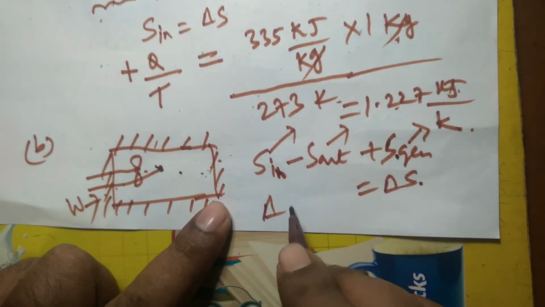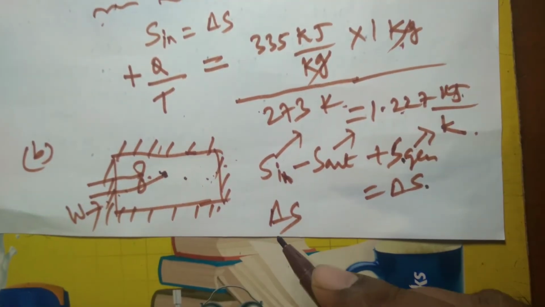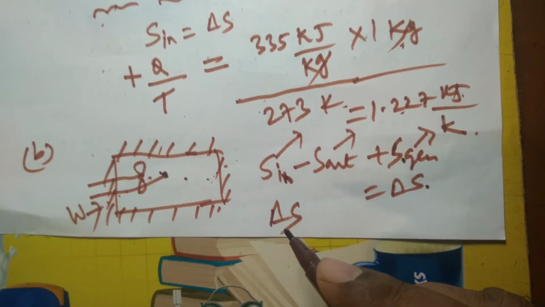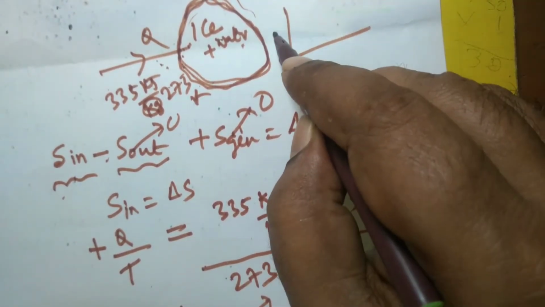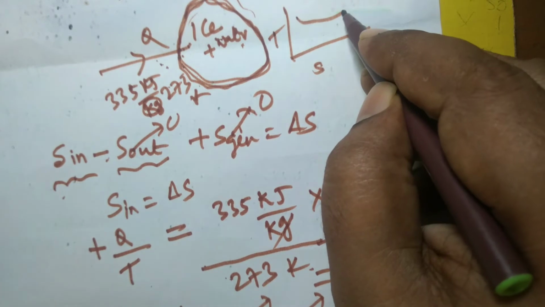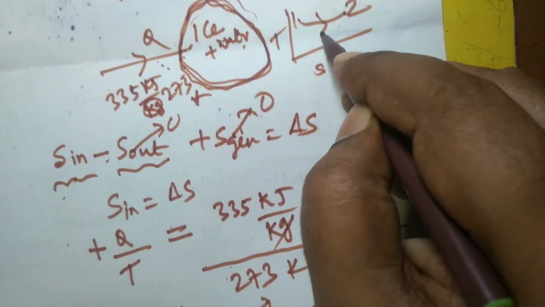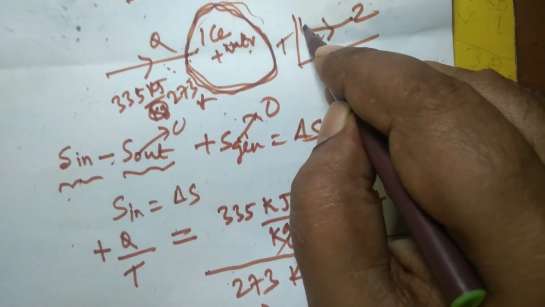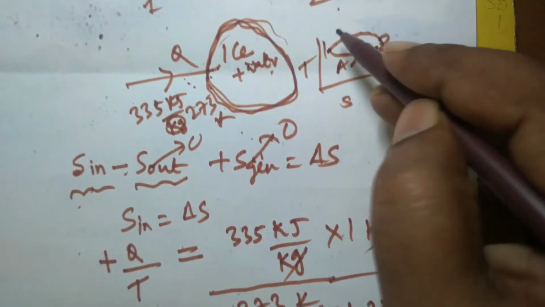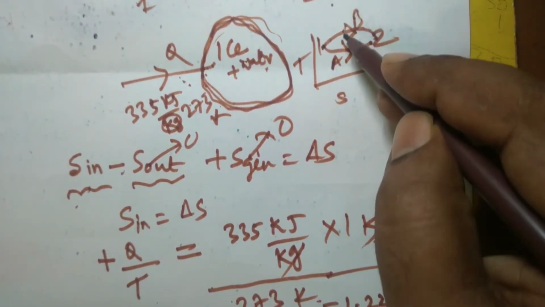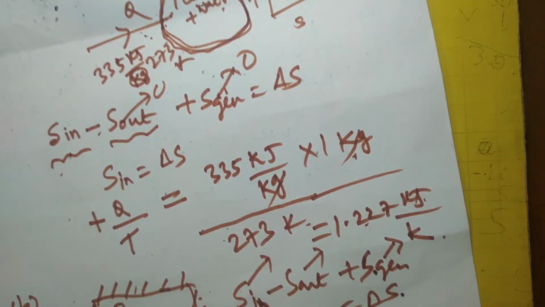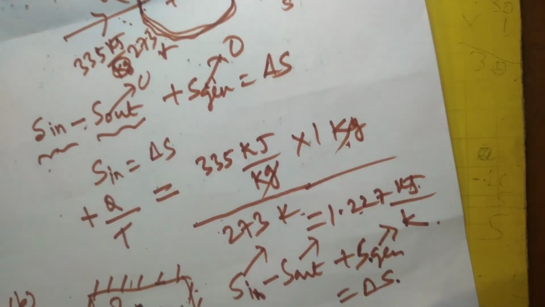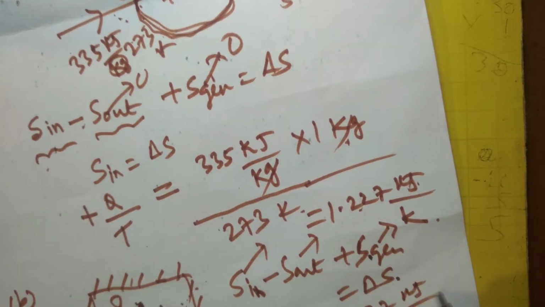So delta S will remain same because the change in entropy is a point function. Whenever a system moves from state 1 to state 2, no matter whatever path the system may follow, suppose a process takes place. If you follow this path A, whatever change in entropy will take place, if you follow the path B, then also the change in entropy will remain same. So in both the cases, change in entropy will remain same, that is 1.227 kilojoule per Kelvin.